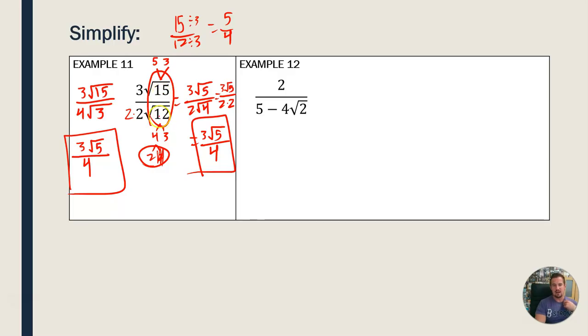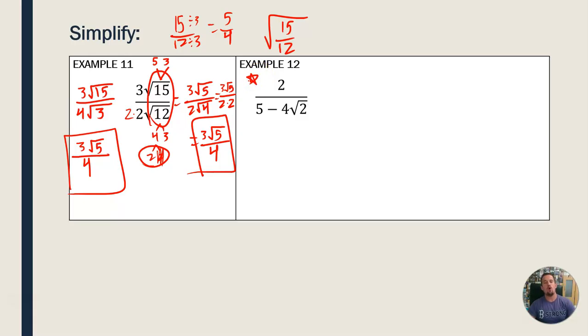So the square root of 15 over 12 really is the same thing as the square root of 15 over 12. And I can treat that as one fraction, and I can simplify it and then simplify the respective square roots. Okay. The last one I want to look at is example number 12.